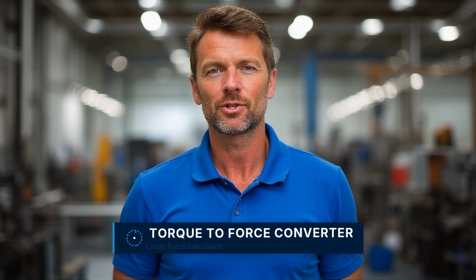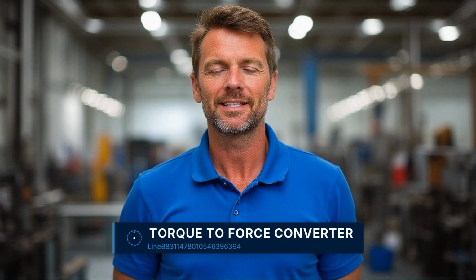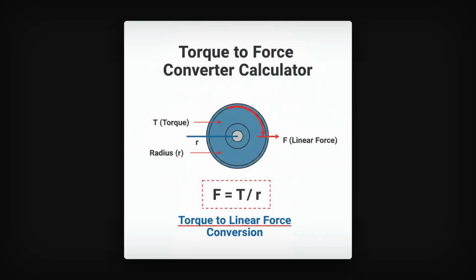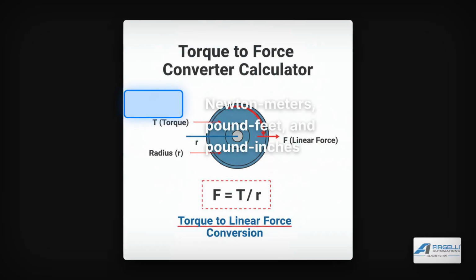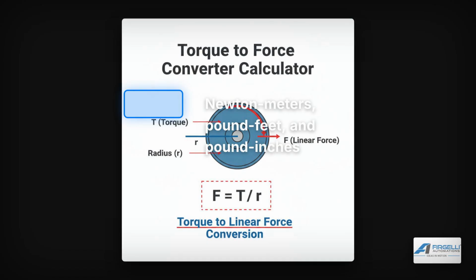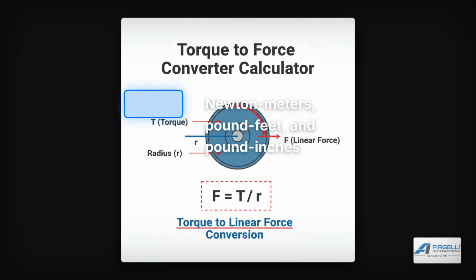This is the torque to force converter calculator, which calculates the linear force produced when torque is applied at a specific radius. Let's look at the input fields. First, you'll enter your torque value in the field labeled Enter Torque Value. Above this, you can select your torque units from the drop-down menu, which offers Newton meters, pound feet, and pound inches. For this demonstration, I'm using Newton meters.